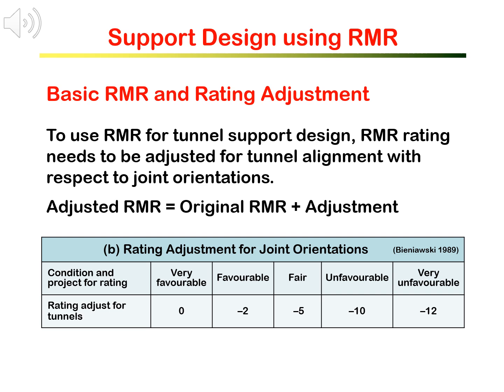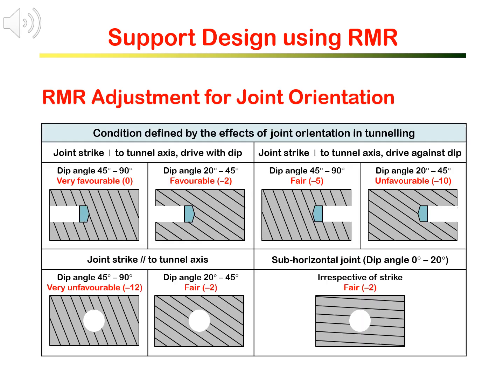The condition for tunnel excavation with respect to joint orientation can range from very favorable to very unfavorable. The table below gives the adjustment for each of the conditions, ranging from 0 for very favorable condition to -12 for very unfavorable condition. Now let us examine what makes favorable and unfavorable conditions for tunneling in jointed rock masses with respect to joint orientations.